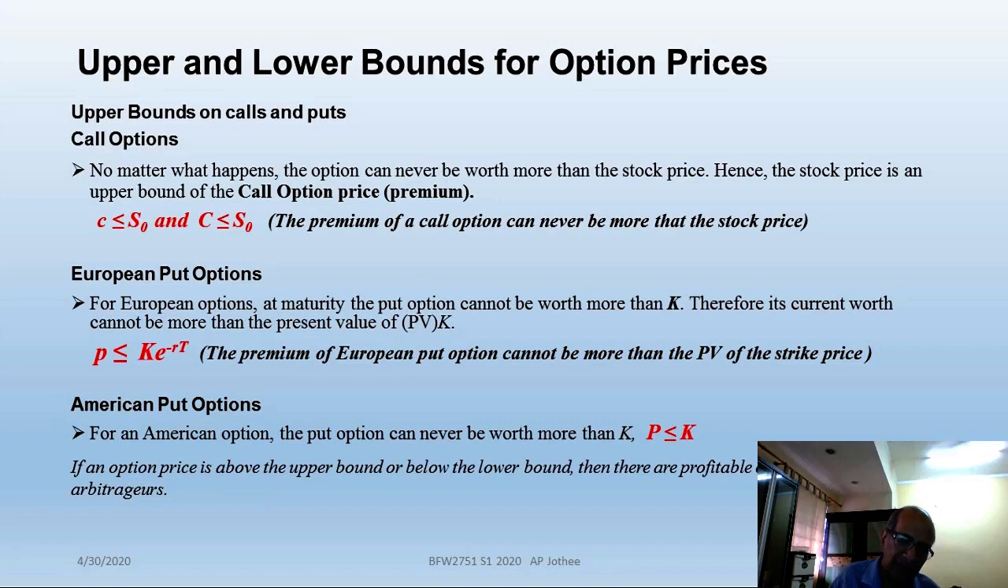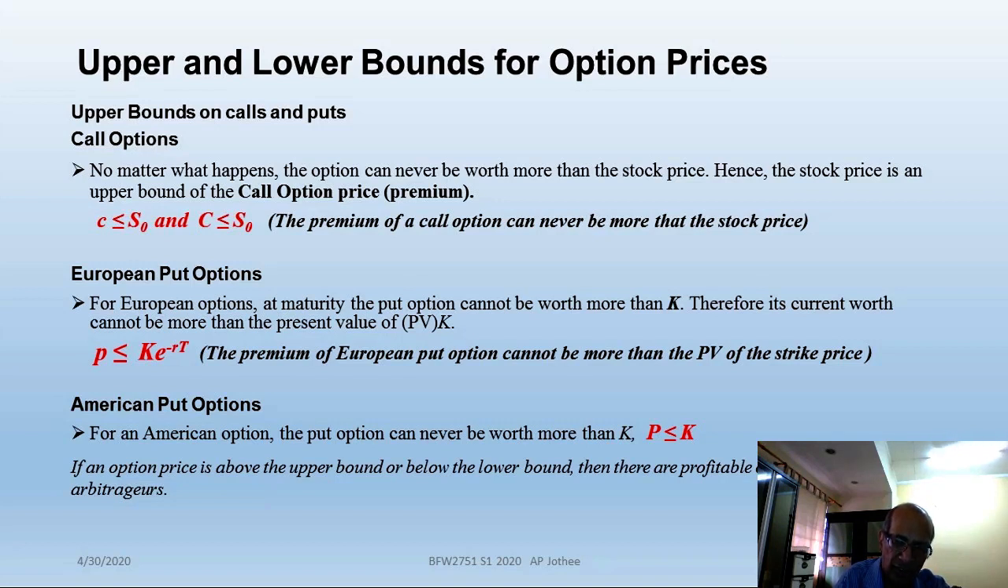Why are we calculating the present value? Because for a European option, you can't immediately exercise it. You have to wait to exercise it at the maturity time. So there's a time value between now and the exercising, because there's no early exercise in the European put option. Therefore, you have to present value it. That's not the case for American put options, because American put options can be exercised immediately, so you don't have to present value the K. That is why for an American put option, the put option can never be worth more than K.